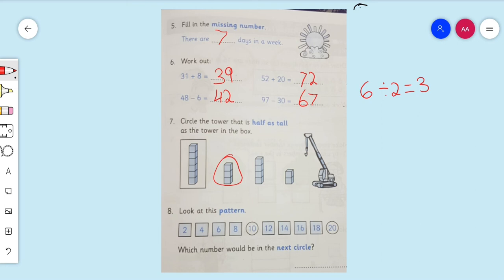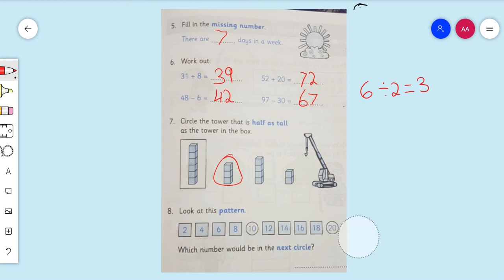Now let's do question number 8. It says, look at this pattern. This pattern is 2, 4, 6, 8, 10, 12, 14, 16, 18, 20. We need to see what the next circled number is. Which number would be next that is circled. These are all in boxes, and this is the circled one. And these are all in boxes, and this is the circled one.